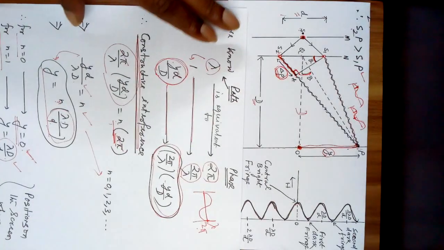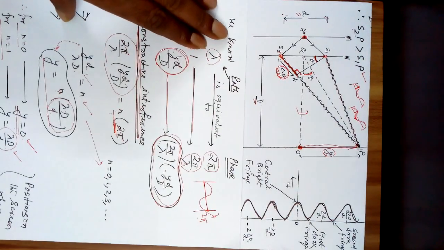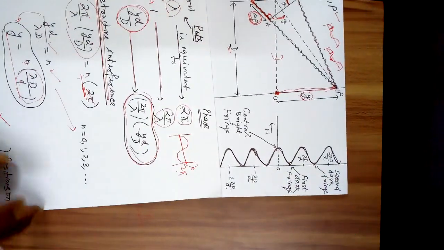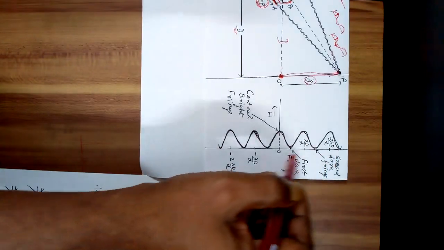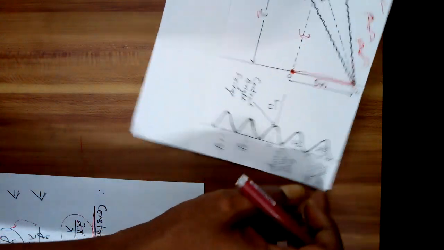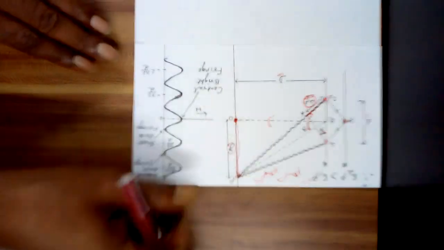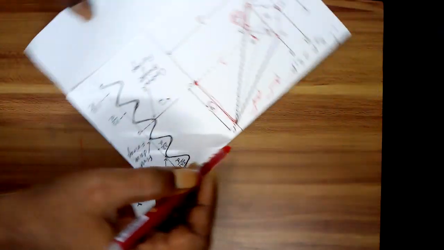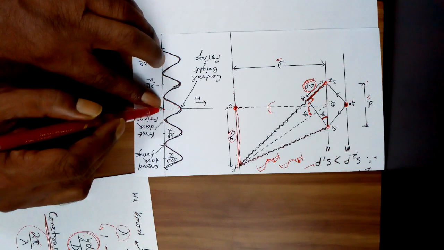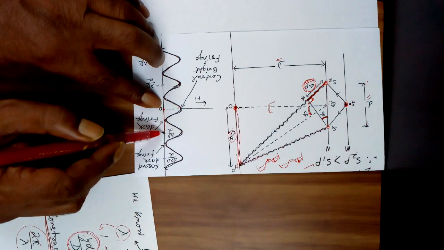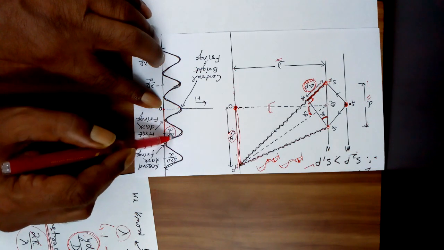Which means there is a bright spot there. So that is what I have explained here. Now this is your screen, the same screen. Let me tilt it like this. From here to this side is y. So from here to this side is y. This point is y is 0, at a distance lambda d by d for n is equal to 1.